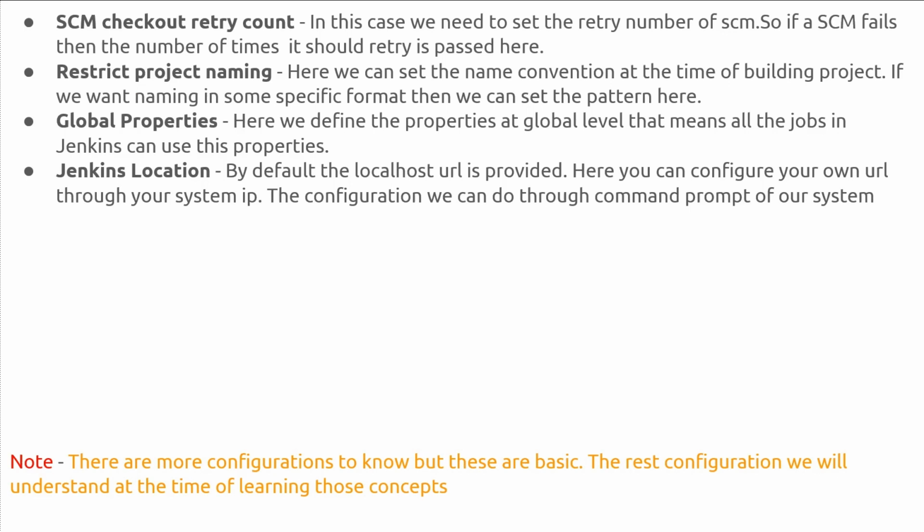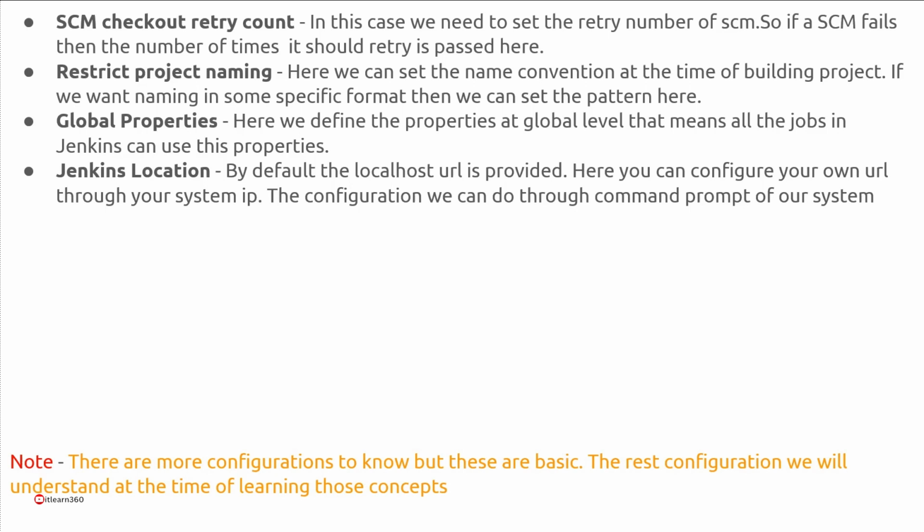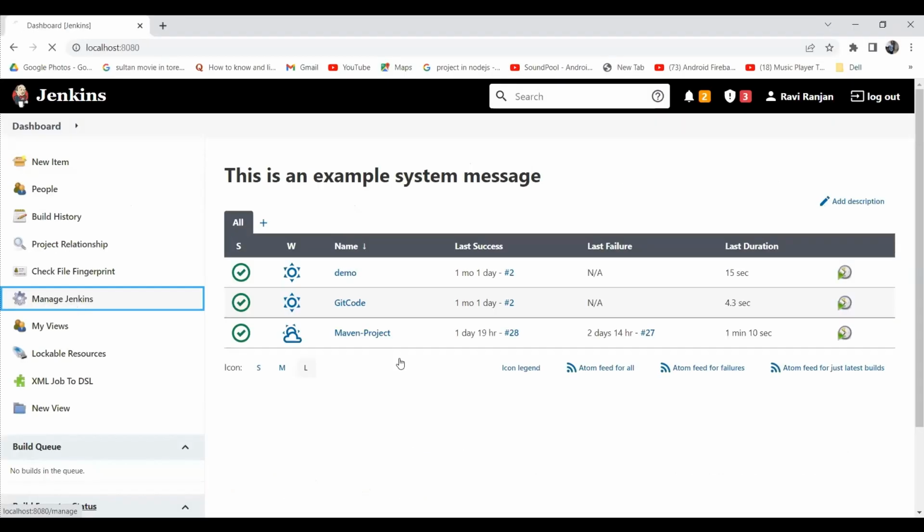Now again, you have restrict project naming. These all options are present in system configuration. Here we can set the naming conventions at the time of building a project. If we want naming in some specific format, then we can set that pattern here. Now global properties, here we define the properties at the global level. That means all jobs in Jenkins can use these properties. And the last one is Jenkins location. By default, the location URL is provided. Here you can configure your own URL through your system IP, or the configuration we can do through the command prompt of our system.